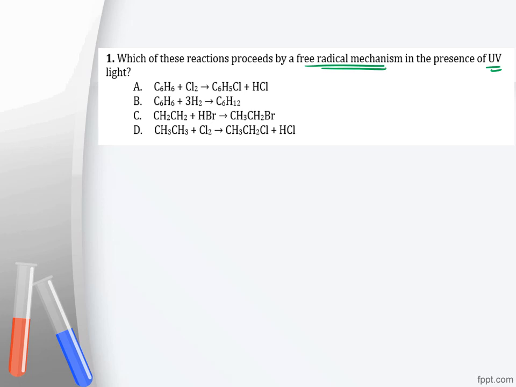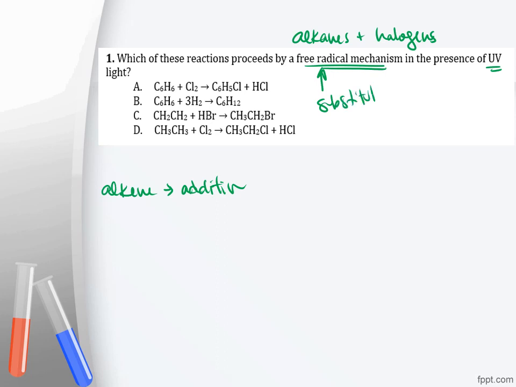We're talking about alkanes and halogens here. Remember that if you have an alkene, it will go through an addition reaction. Since we're talking about free radical, this is substitution. So we need to find the alkane, single bonded carbons, and then a halogen. This one is not it. This is benzene. This one is not it.